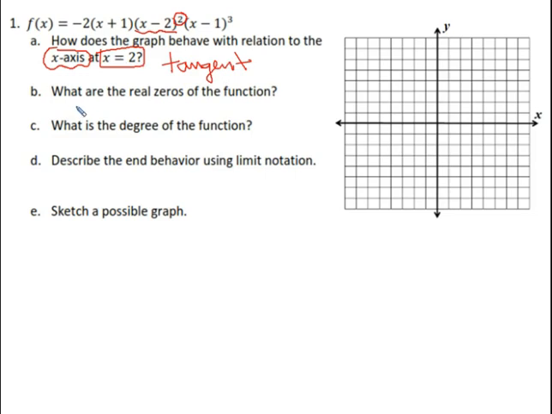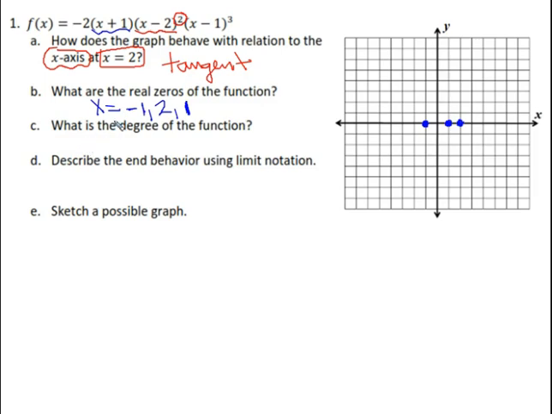Now part B is asking us what are the real zeros of this function. So taking a look at our factored polynomial here, it looks like our first factor would give us a real 0 of -1. Our second factor here would give us a real 0 of positive 2. And our third factor here would give us a real 0 of 1. So if these are real zeros, if these are x-intercepts, we can most definitely plot those on our graph. So I'm just going to go ahead right now and plot those since I know that they should be on here. So we have -1, positive 2, and positive 1.